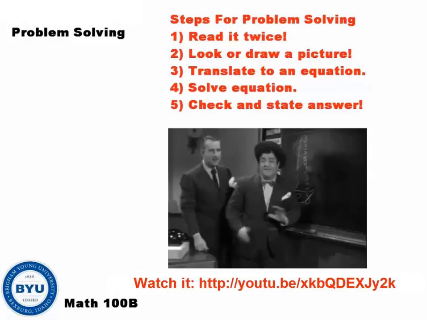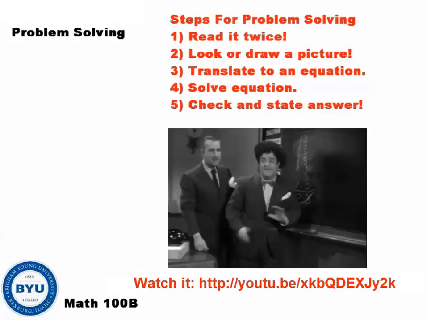So, when doing a problem-solving situation like this, there's a couple things you're always going to want to do. First of all, you're going to want to read the problem twice. Most people get a problem wrong because they only read it once and they just miss something about the problem. You're always going to want to read it twice. Second of all, you're going to want to look at a picture if they provide one, or draw a picture. Pictures are very powerful and can really help you solve problems.